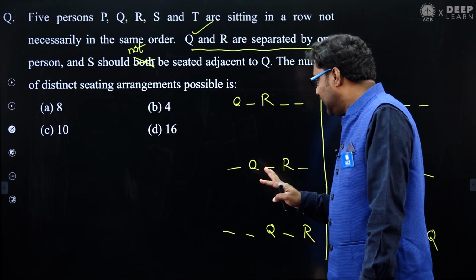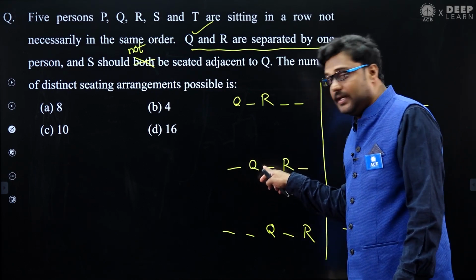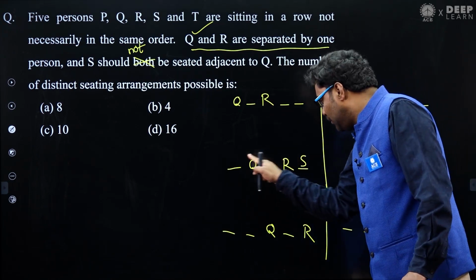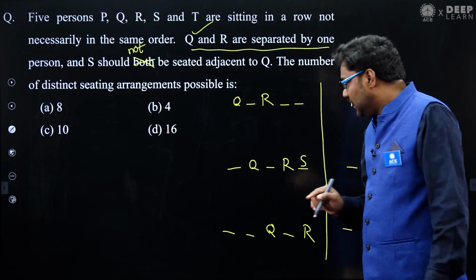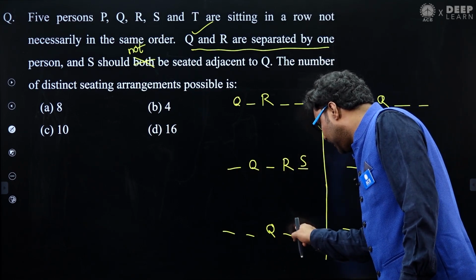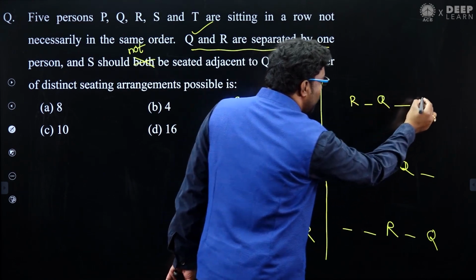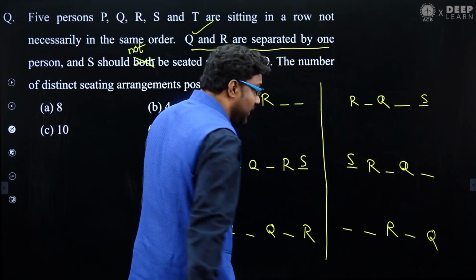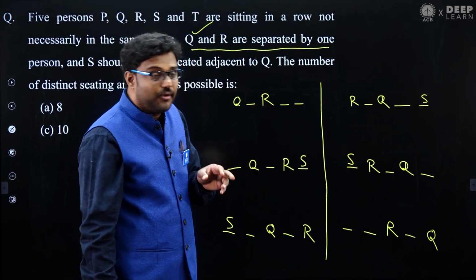So here, listen, if you think about all these arrangements, S should not come here, so S must be here. Think about this. The first one I will discuss: S should not come here because S is not adjacent to Q. So S cannot be left or right of Q. S should be here. S should not be left or right of Q. S should be here. S should not be right or left of Q. S should be here.